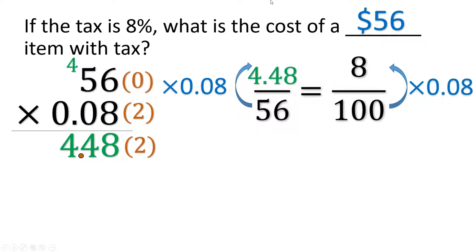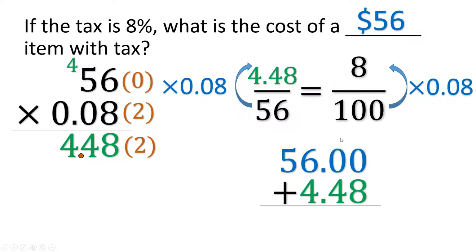Now it says, what is the cost of this item with tax? So 4.48 is the tax. So we would need to do some decimal addition here. Add 56 plus $4.48, and you get $60.48.